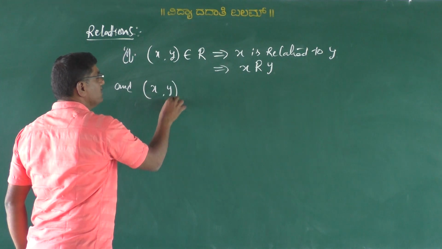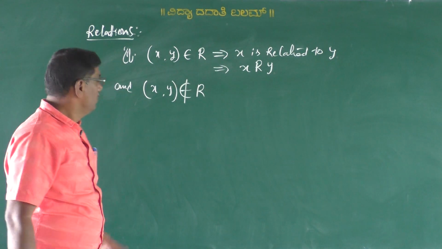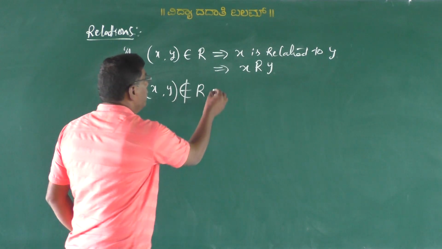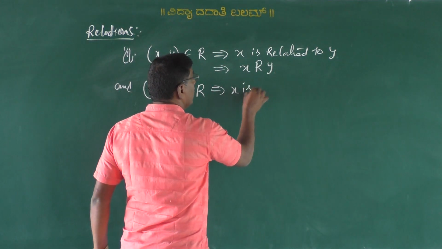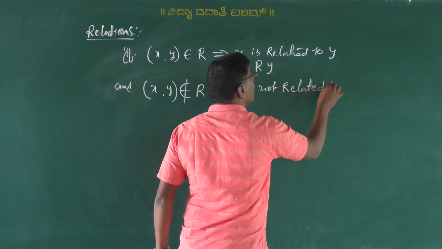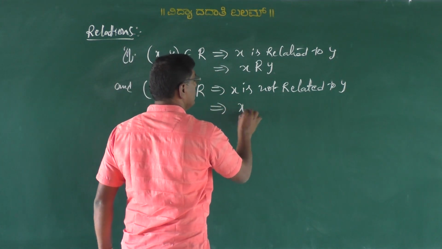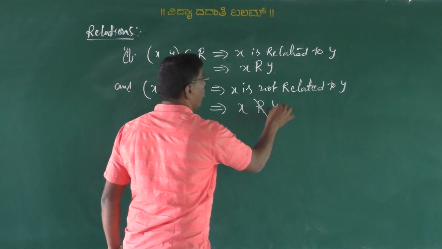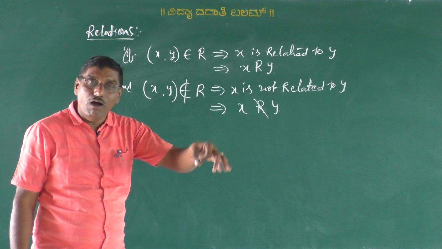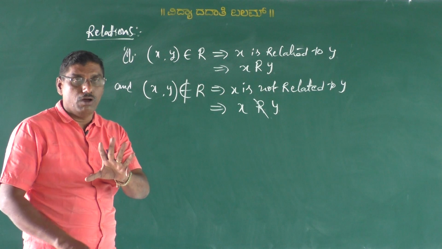And the ordered pair (x, y) does not belong to R means x is not related to y. Symbolically we can write that x is not related to y. That means this ordered pair does not belong to R. Are you understood, all of you?